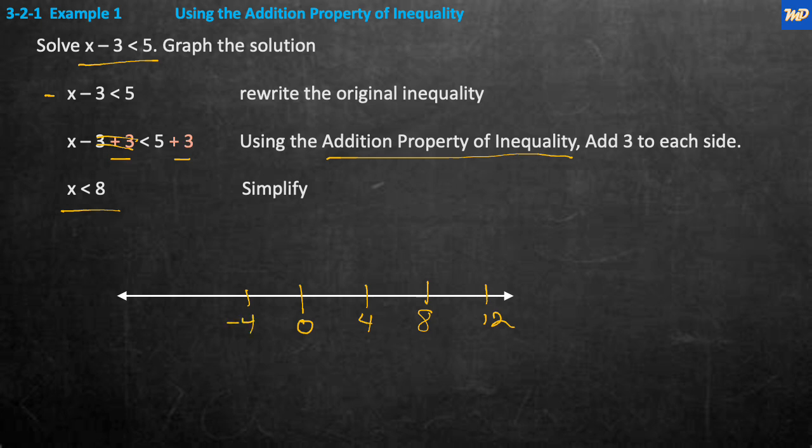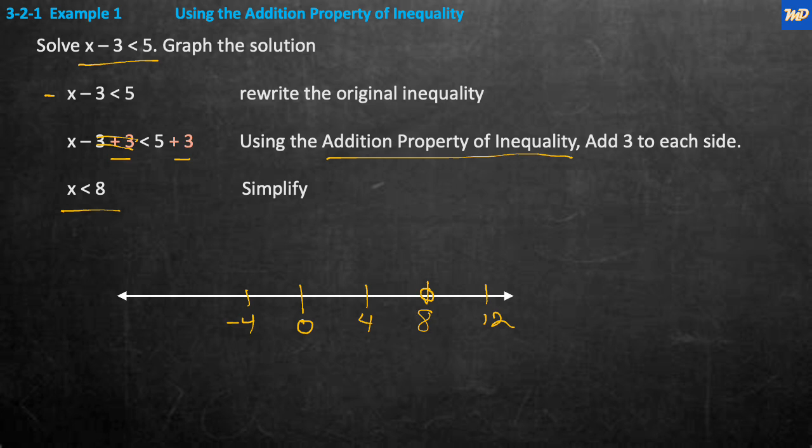So now it says x is less than 8. Well, 8 is our number. Less than means that we're not going to include 8. Our solution has to be less than 8. And the way we do that, we talked about that in the last series, we put a circle around the number we're excluding. It's not included. So we put a circle around the 8.